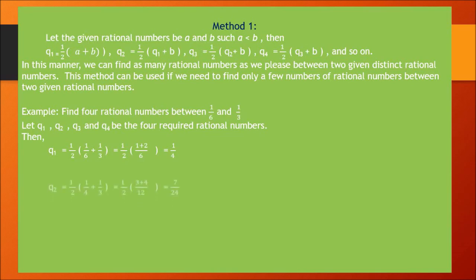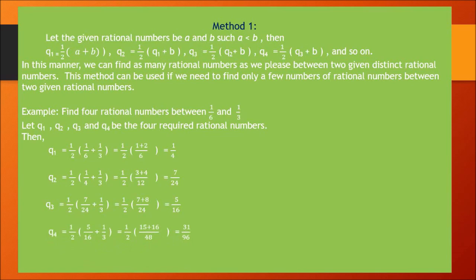Similarly, we can find q2 as 1/2 multiplied by (1/4 + 1/3), which gives 7/24. In the same way, we can find q3 as 5/16 and q4 as 31/96. Hence, the four rational numbers between 1/6 and 1/3 are 1/4, 7/24, 5/16, and 31/96.